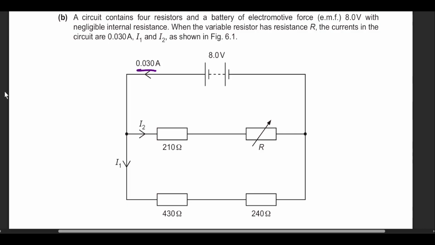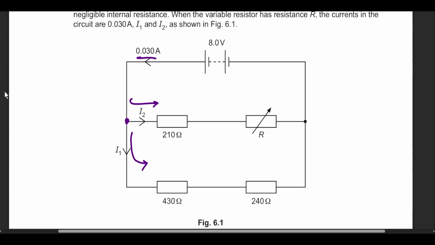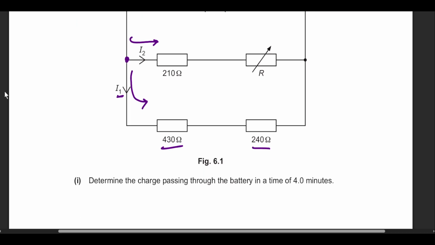There is 0.03 amperes of current coming into this junction. Some of it is going to go into this branch and some of it is going to go into this branch. Now, fortunately for us, we know the resistance of this branch in total, so we can calculate I1 before moving on, but let's see if the examiner demands it or not.